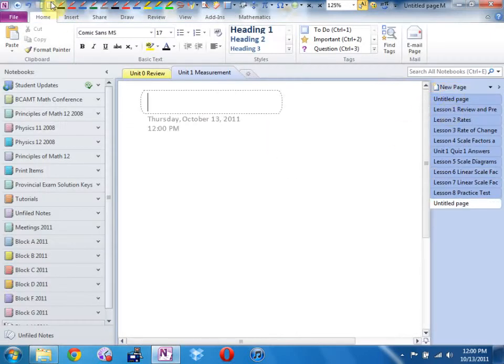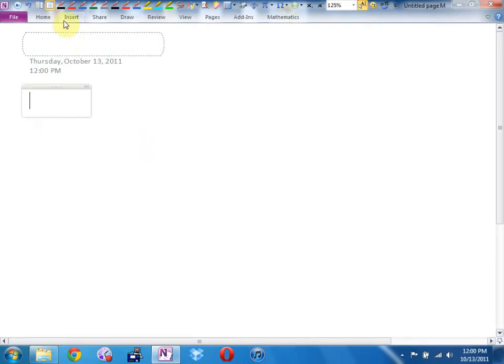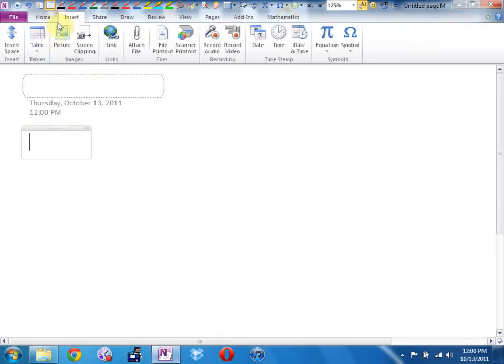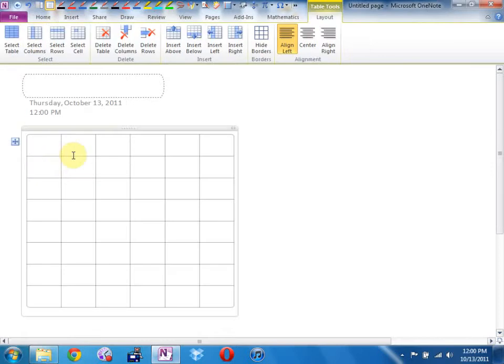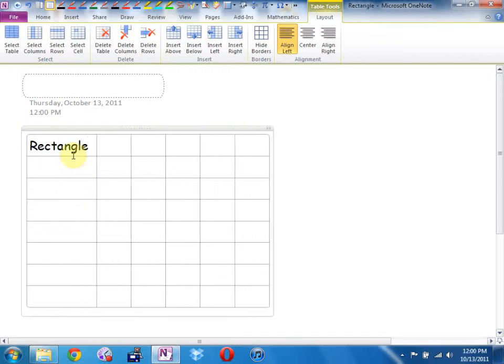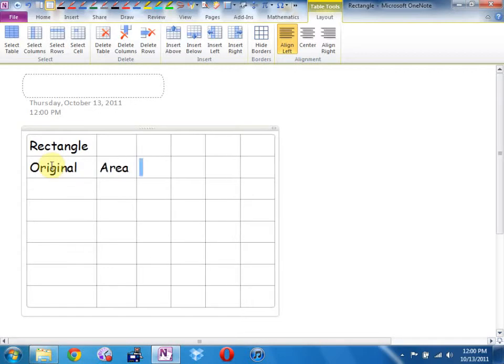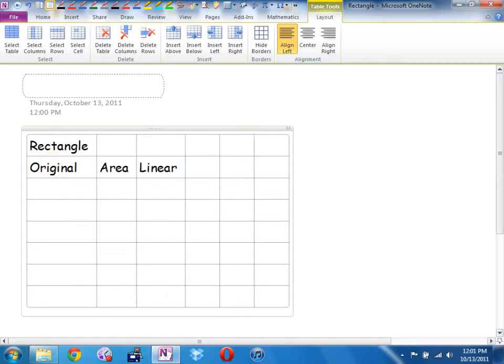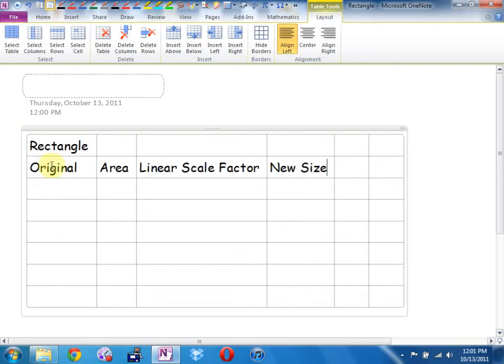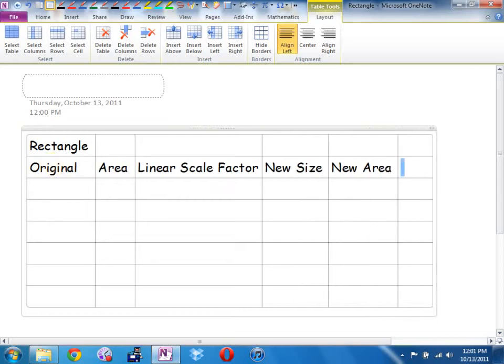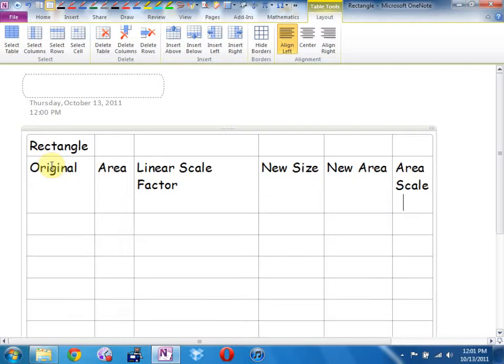Here's the pattern. Let's suppose I have, let's see, insert table. Sure, why not? Let's do kind of about like that. Sure, that'll work. So let's suppose we have a rectangle. And what I'm going to look at is the original size, the area. I'm going to add a linear scale factor. Can I fit this all on one page? New size, new area, area scale factor. Hey there, that'll work on one page.